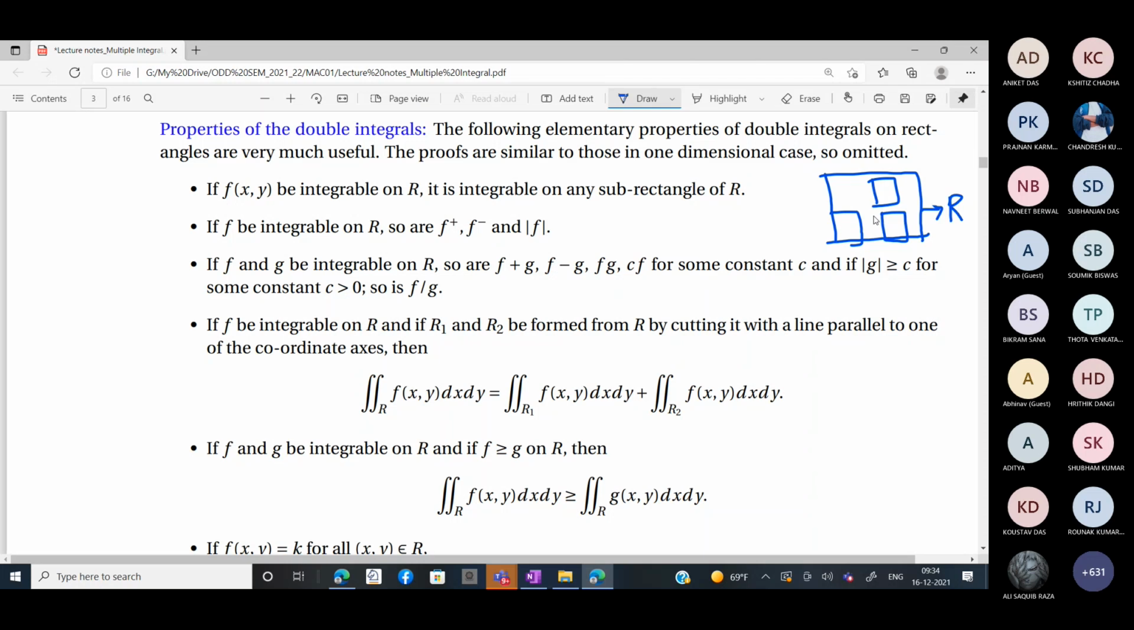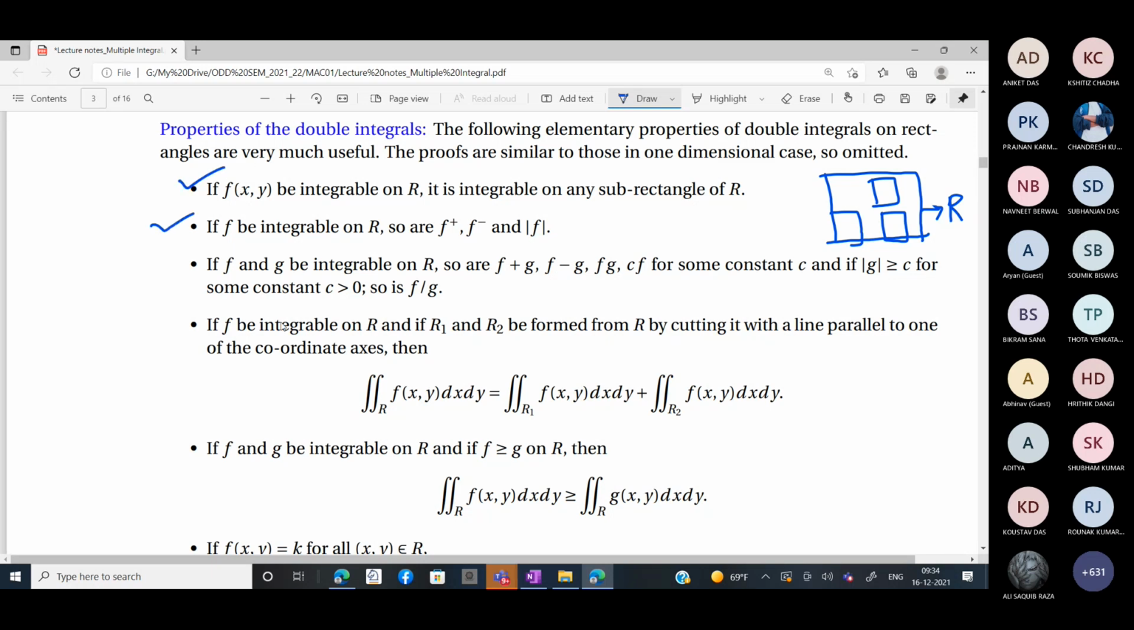If f is integrable on R, so are f plus, f minus, and mod f. F plus, all of you know, and f minus is also very standard notation, and mod f is also standard. Mod f all of you know. Next, this property is also simple.